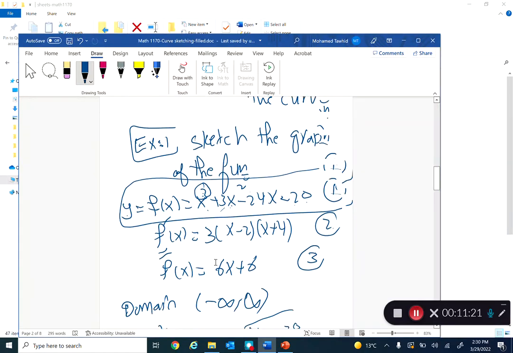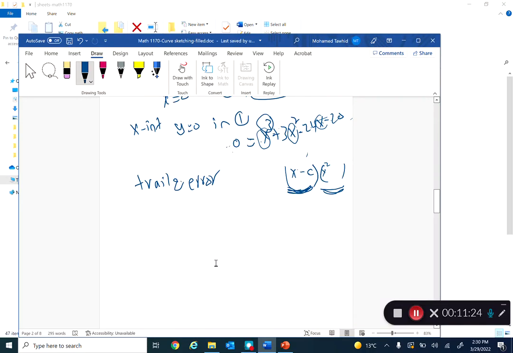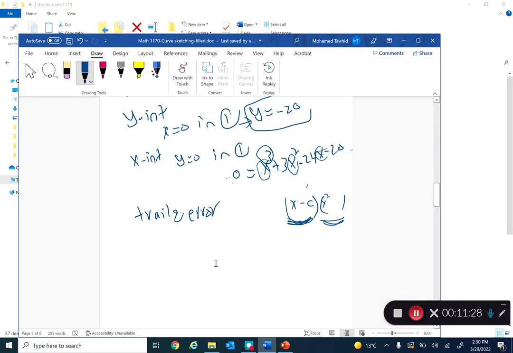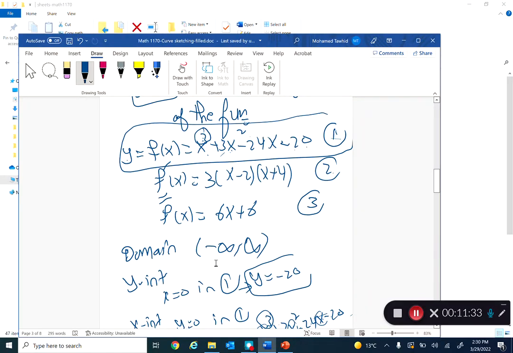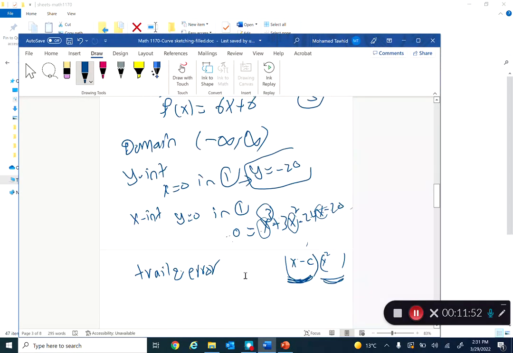You don't have any asymptote here, so you don't have VA or HA, because the graph here is a polynomial, and if you have a polynomial, everything is nice and smooth. Okay, so that is very much the information you need from step number 1. I need to get the domain, y-intercept, x-intercept if you can, and also the asymptote, vertical asymptote or horizontal asymptote. That is polynomial, meaning the graph is nice and smooth. You don't need to worry about it.